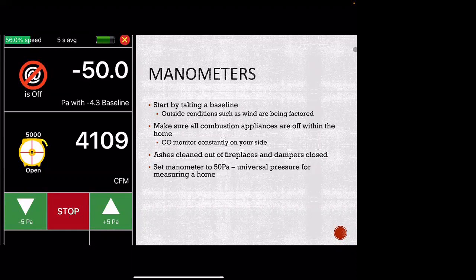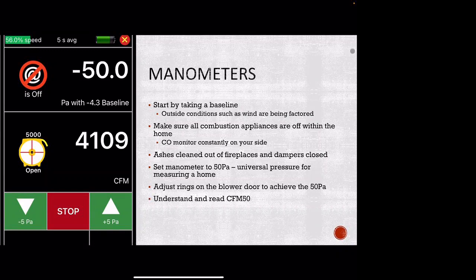Then once we get our manometer connected to our blower door, relative to the wind and air pressure outside, we're going to set our manometer to 50 pascals. Now, this is a universal pressure for measuring homes. So that's why we use 50 pascals. And we adjust our rings to the door accordingly to achieve that 50 Pascal rating.